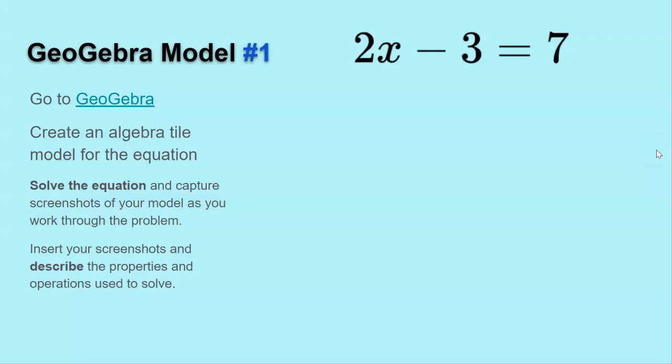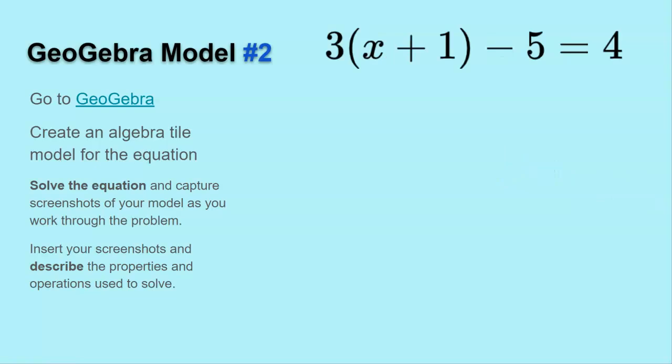They will insert screenshots with descriptions of properties and operations used. My suggestion is they write on a mini whiteboard and kind of describe the process as they're solving on the whiteboard, and then they can just insert their tile model pictures. But they can do it however they want. There are tools in slides that they can insert text and explanations right here on the slide. When they go to the next slide, same thing, different equation, same process.